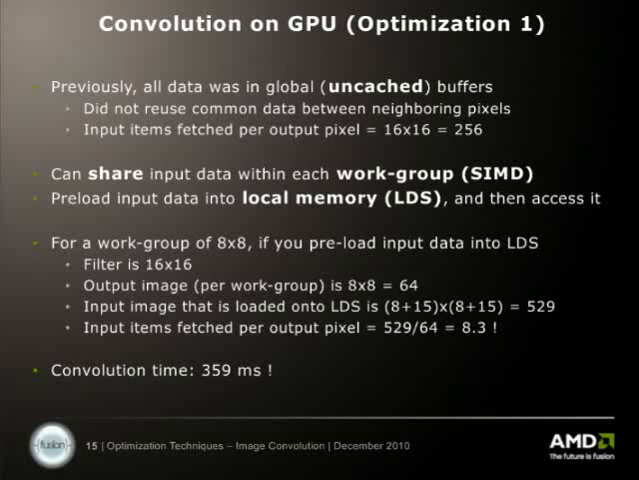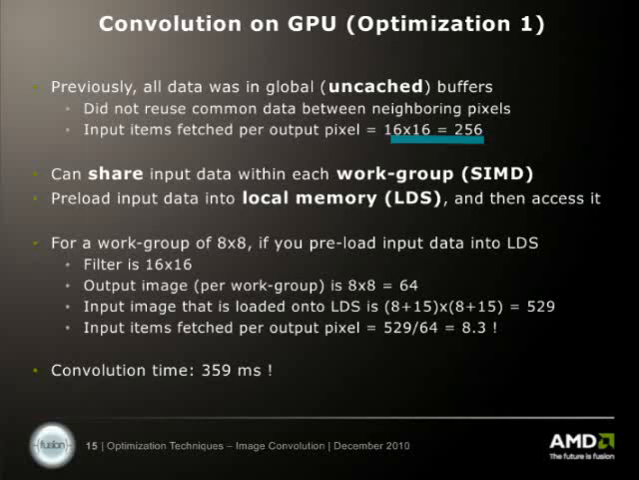So our first step is to put them into what we call LDS on our hardware, and in OpenCL parlance, what is called local memory. In CUDA parlance, it's called shared memory, right? If you want to do the math, for every output pixel, we were fetching 256 input pixels, and we are not even talking about the filter, the mask weights. We are just talking about the input pixels.